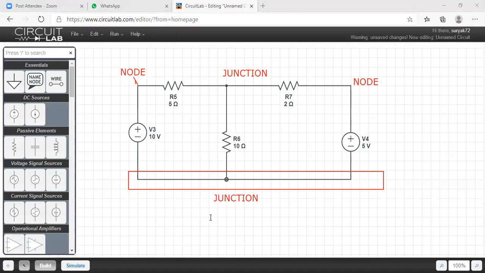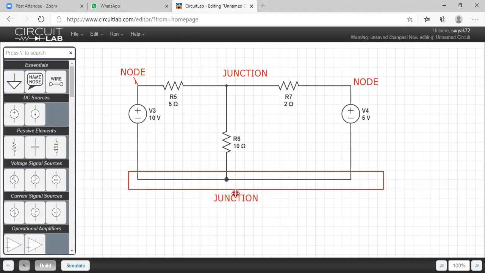Then point number two: make any one junction as ground. So I can make this junction the ground, which means it is 0 volts. Then I will make this one a junction. It is a ground. Then how many junctions do we have here?